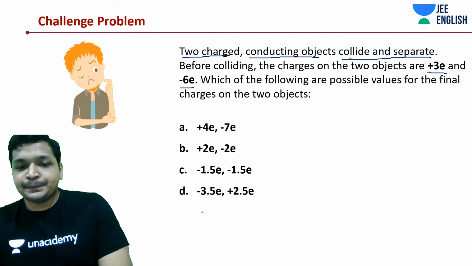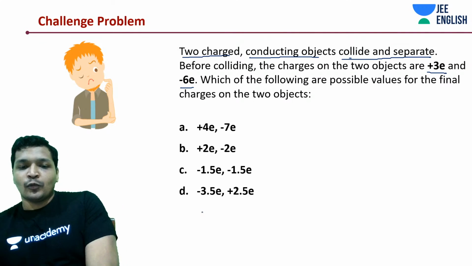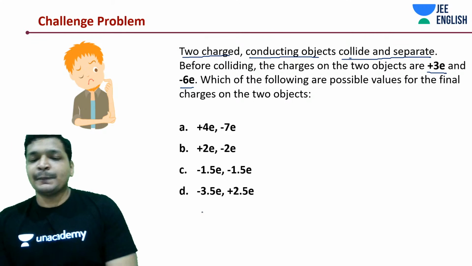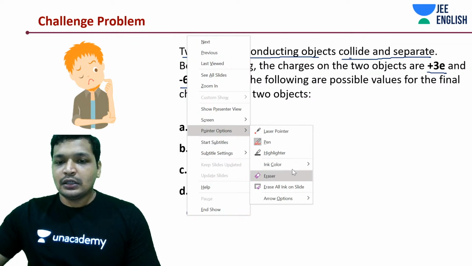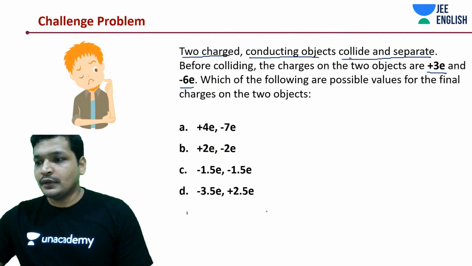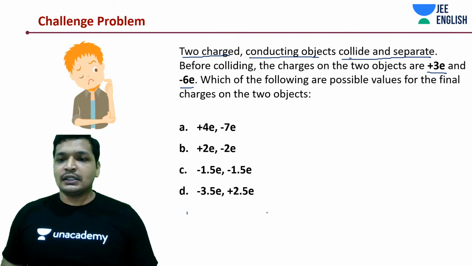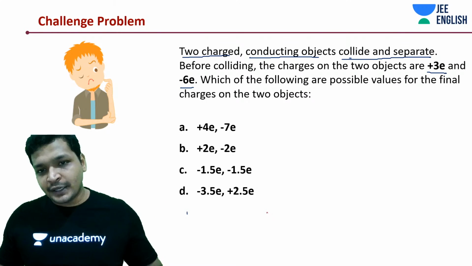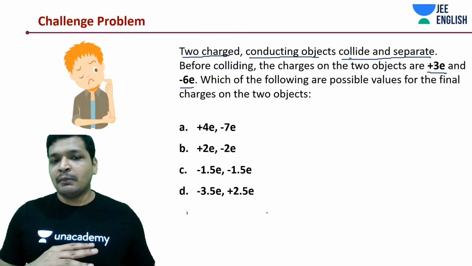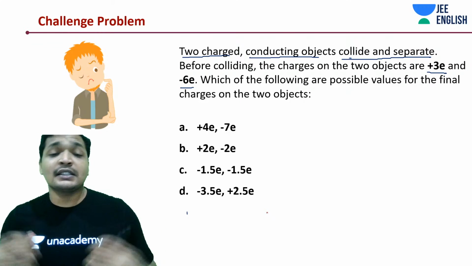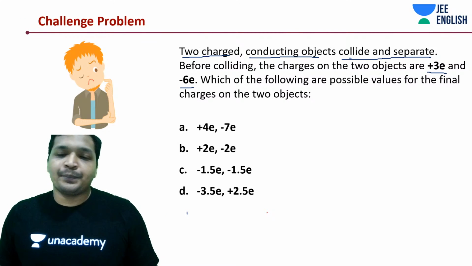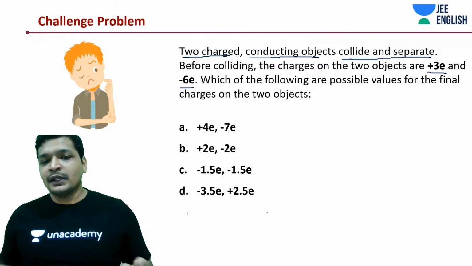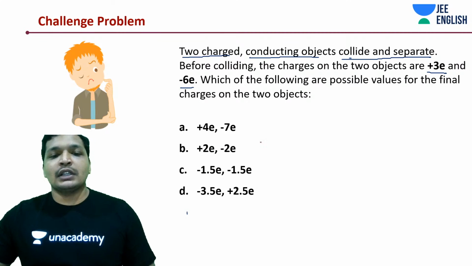Any guesses, guys? What should be the answer? What principle does it involve? What is that principle that we are dealing with in this case? Think about it. It's a simple one. There are two objects, they collide, they separate out. Initially they have plus 3e and minus 6e charge on them. Once they collide and separate out, what is happening? There would be some transfer of charges, assuming. It's given in the options that maybe there was a transfer of charge.